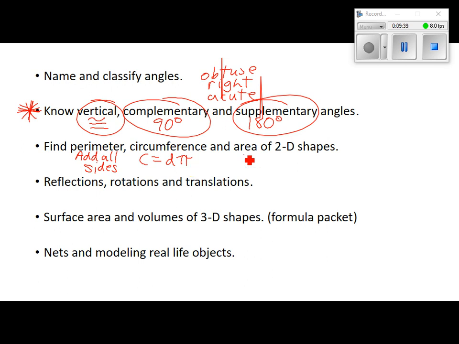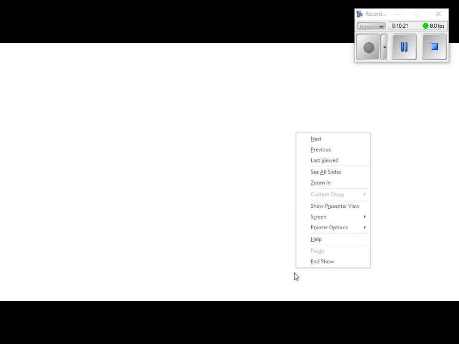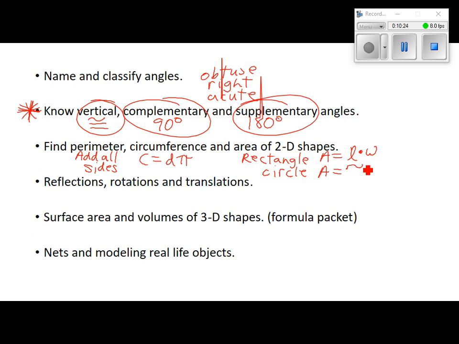A couple of shapes here. Rectangle. What's the formula for area of a rectangle? Area equals length times width. And let's do a circle. What's the formula for area of a circle? Well, that's what we've been doing here lately. Pi r squared. Is it pi r squared? Pi times radius squared, good.